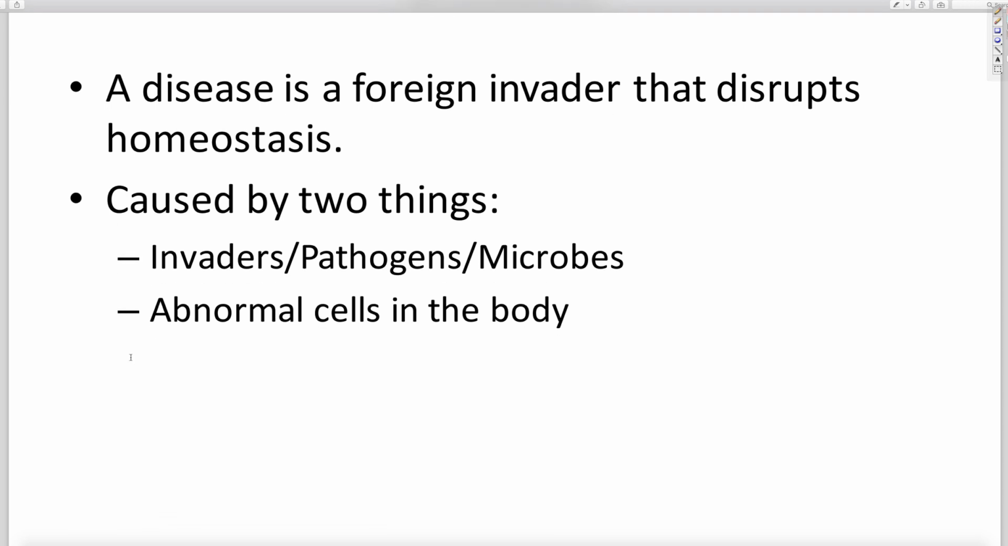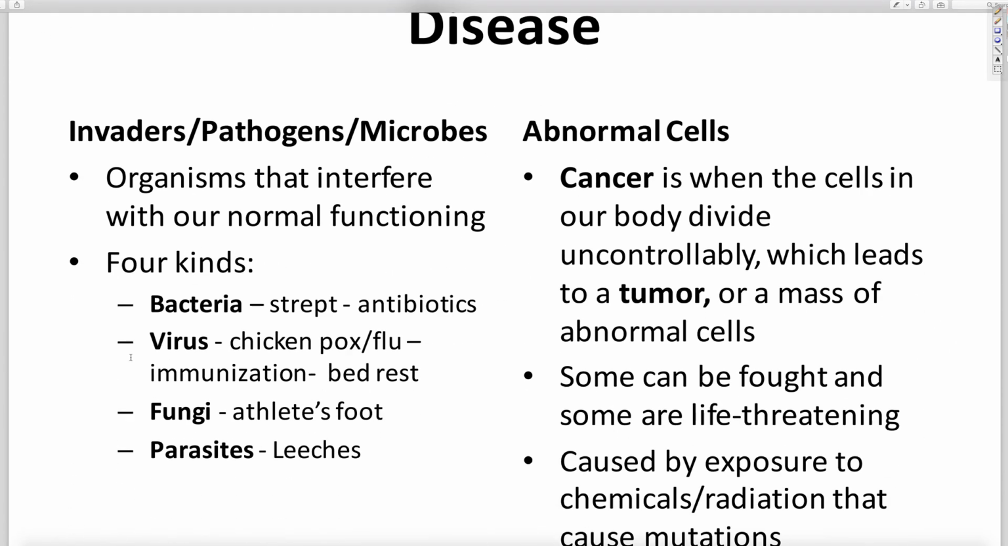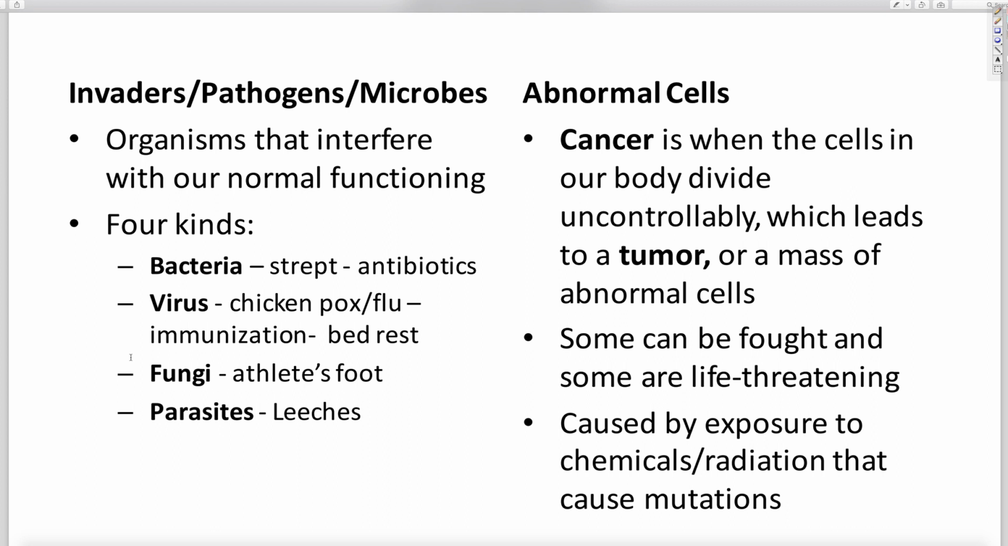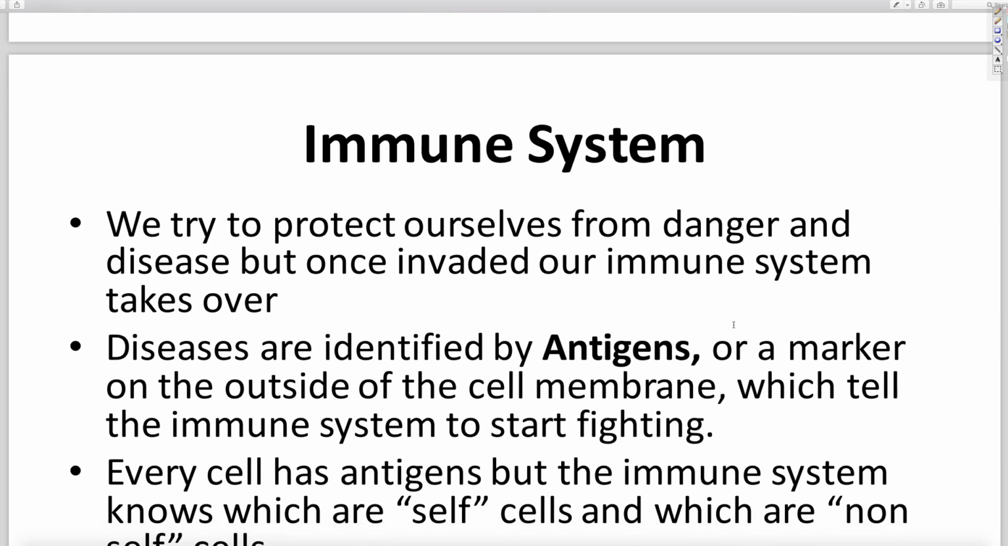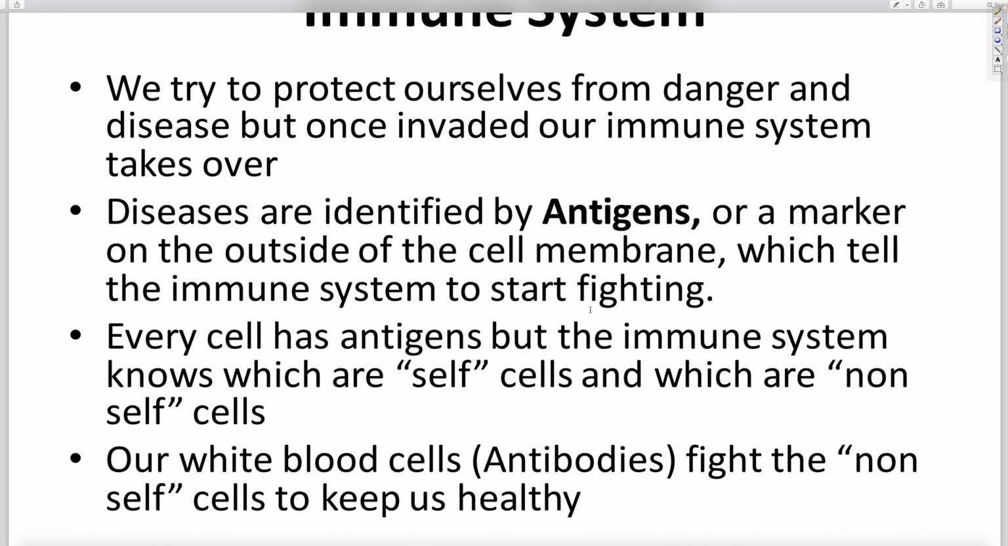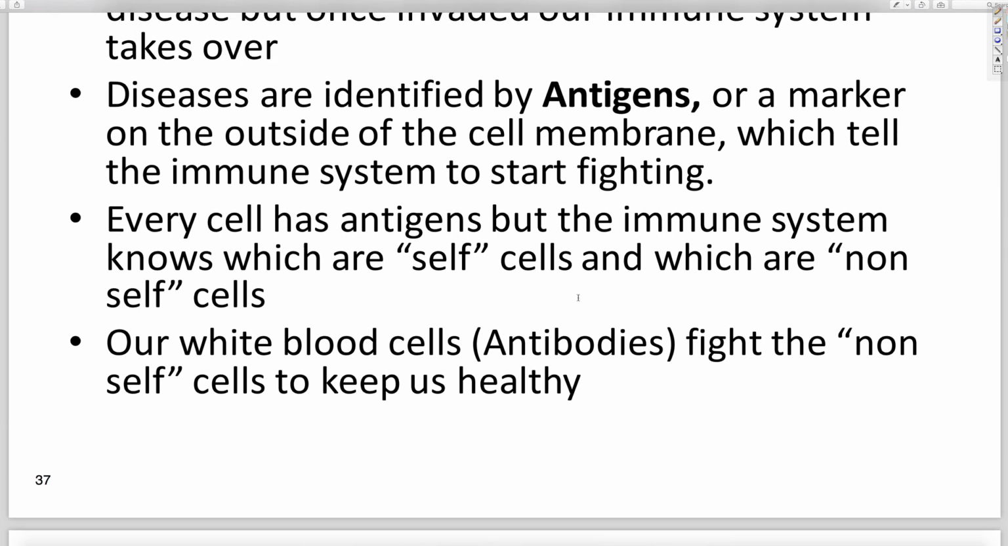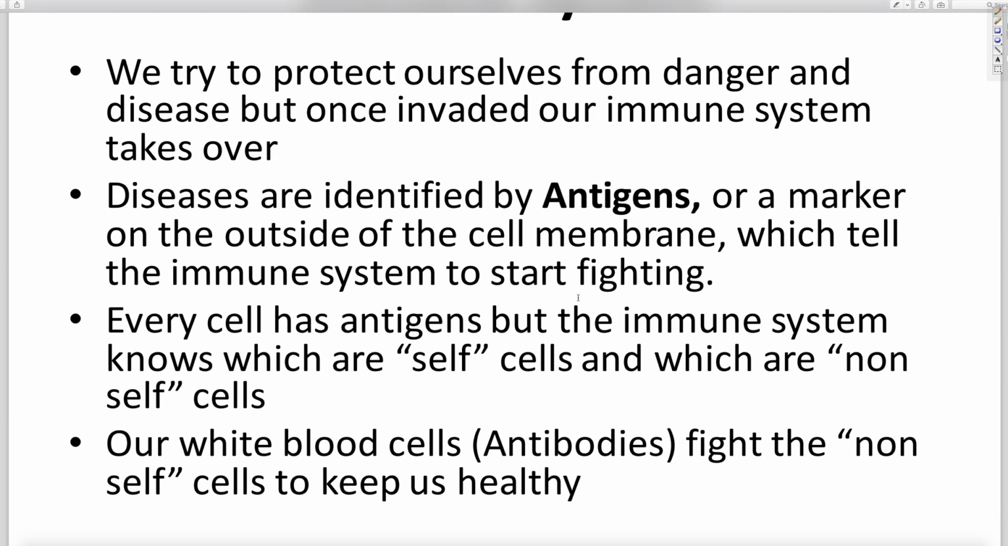Okay, disease, the immune system. So you have these invaders, pathogens, microbes that come into your body, and there's multiple different ways that your body would fight back against this. So there's two types of ways that you can be infected. There's through invaders, and then there's through internal issues like abnormal cells. We'll talk about both.